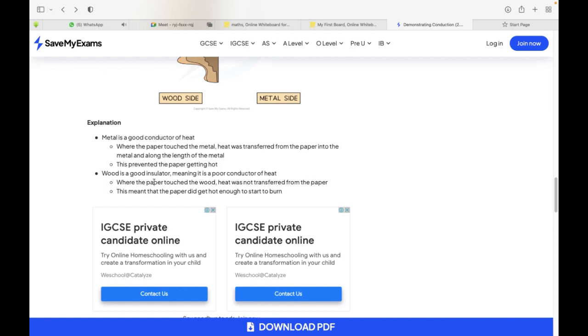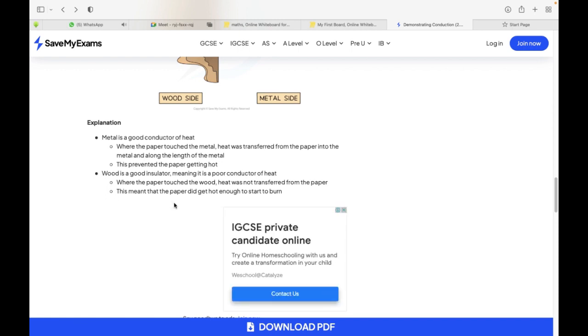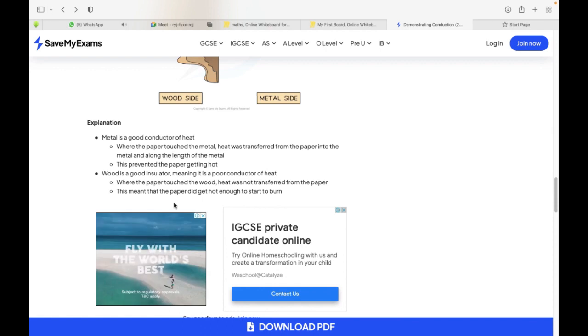Now the wood is a good insulator. It's not a good conductor. It's a good insulator, meaning it's a poor conductor of heat. When something is a good insulator, that material is a poor conductor of heat. So where the paper touched the wood, heat was not transferred from the paper to the wood. This meant that the paper did get hot enough to start to burn.